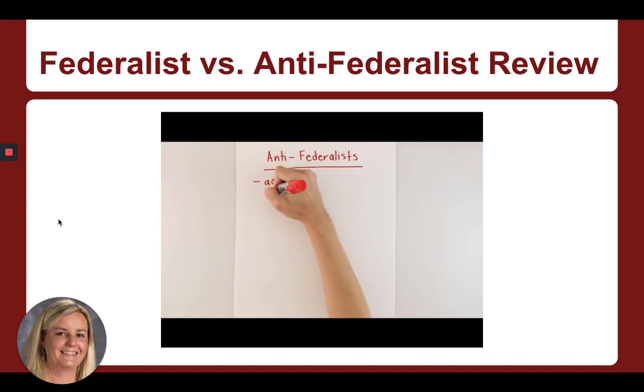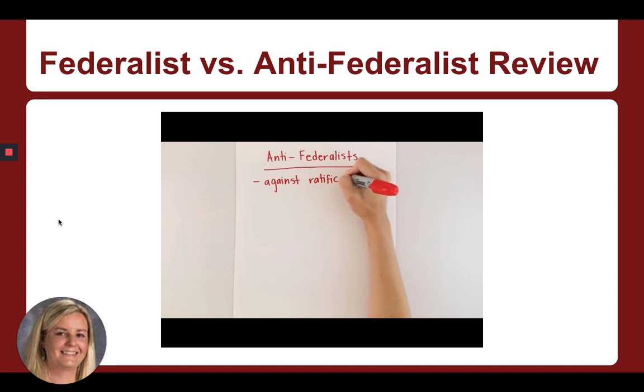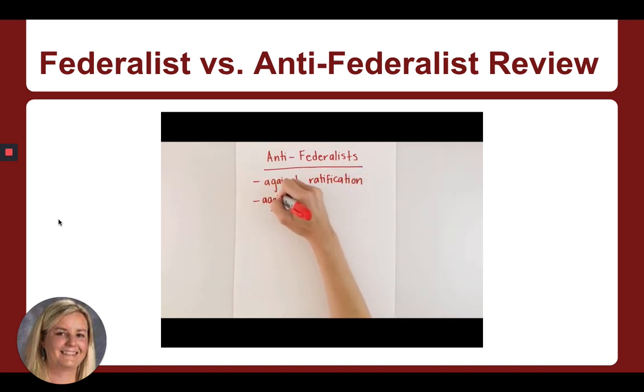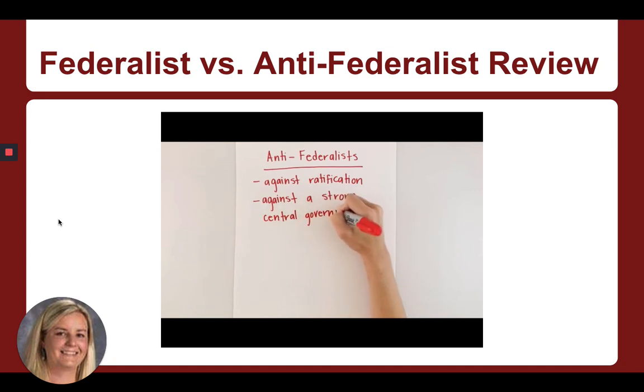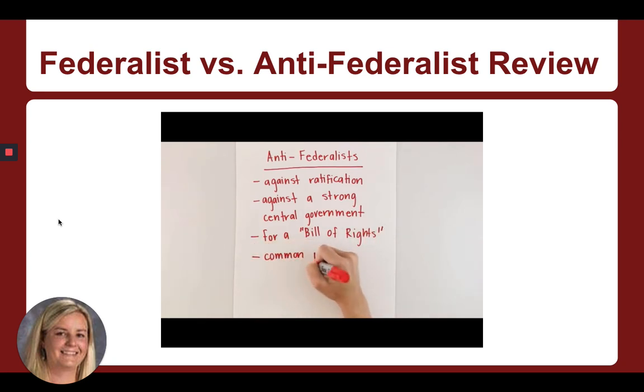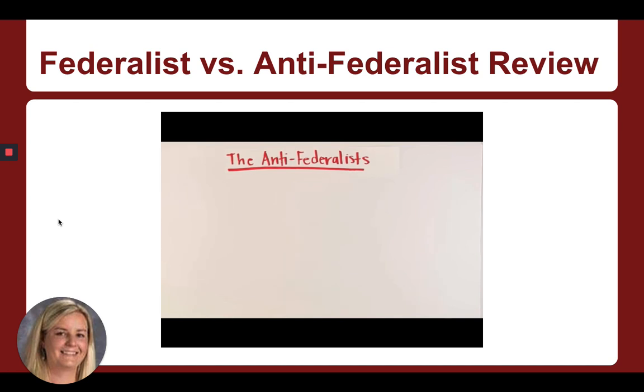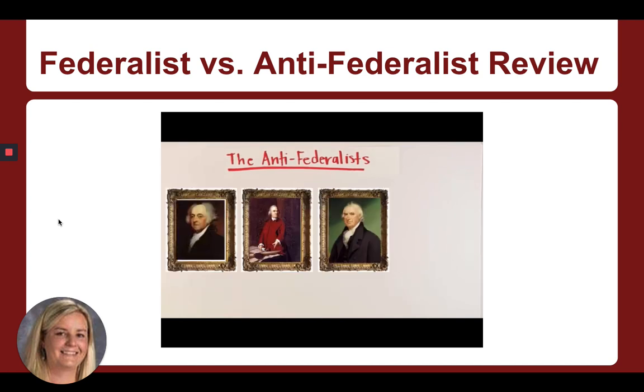The Anti-Federalists were against ratification of the Constitution. They feared a strong central government would be too much like a king and wanted a Bill of Rights to be added to the Constitution that would guarantee people the freedoms they had fought so hard for in the Revolution. They were less organized than the Federalists and consisted of common people living in both the cities and the countryside. Some of the better-known Anti-Federalists include John Adams, Samuel Adams, George Clinton, and Patrick Henry.